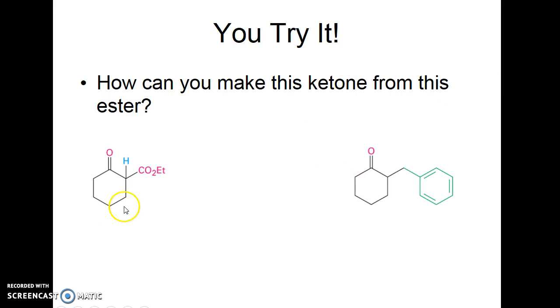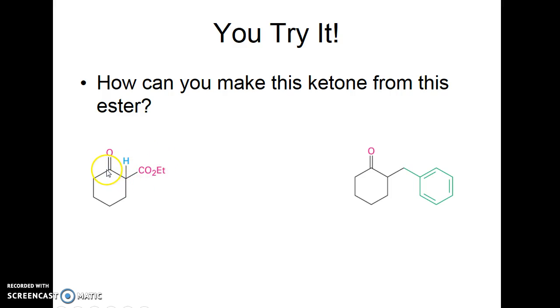Well, let's look and see where the carbons come from. You can see we've got the cyclohexanone here, and there's cyclohexanone here. What are the extra carbons that we see here? Here, here, here, all these. That's basically benzyl. And where is this functional group?